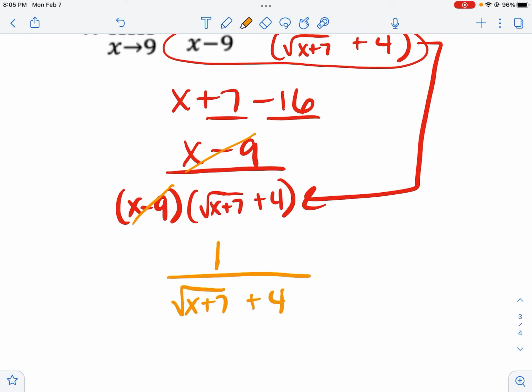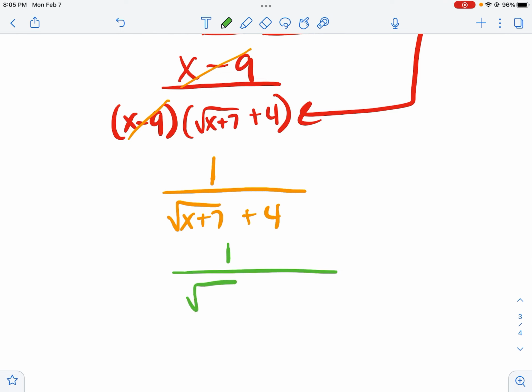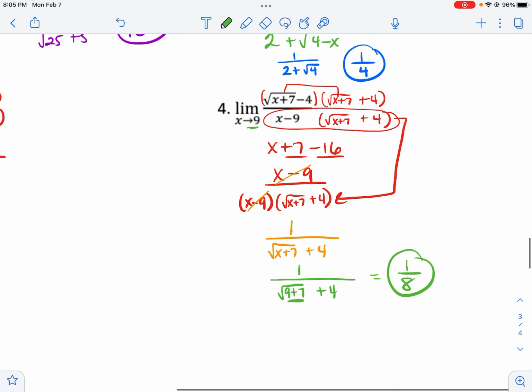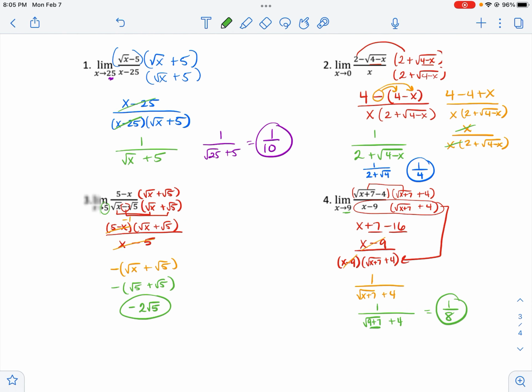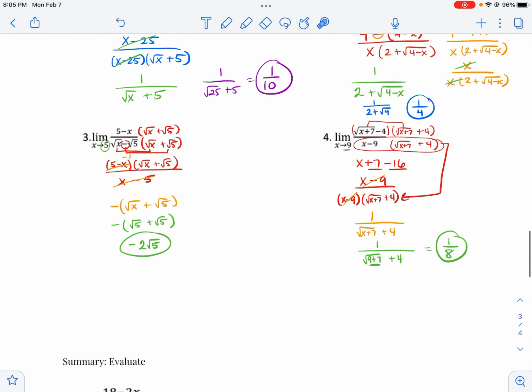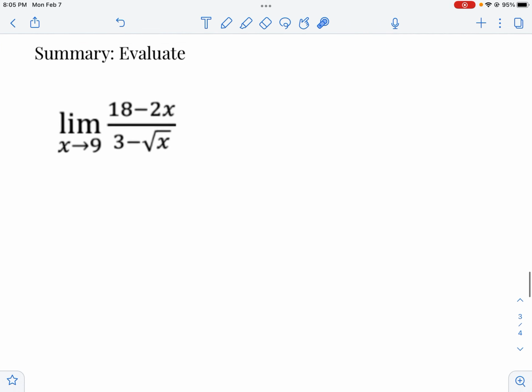I get 1 over the square root of, it was 9, right? 9 plus 7 plus 4. So this is 16. Square root of 16 is 4, so it's 1 over 4 plus 4, or 1 over 8, final answer. Okay, the only one that had something a little different was number 2, because the binomial radical expression was second. You had to make sure to put it in parentheses when you took it out of the radical to distribute the minus sign. Then there's a little summary question that has a little extra kick in it.